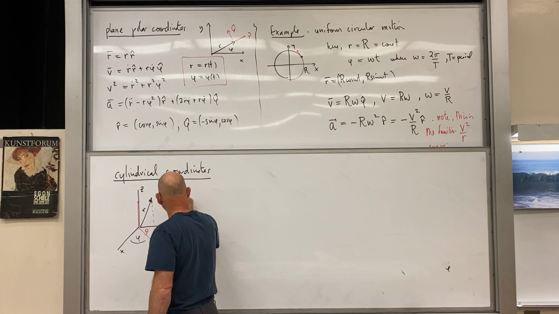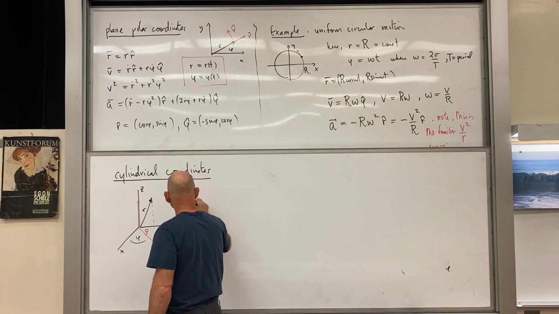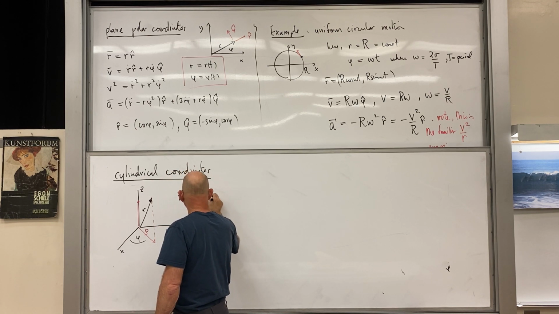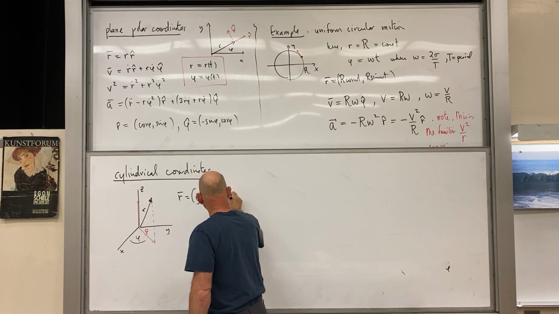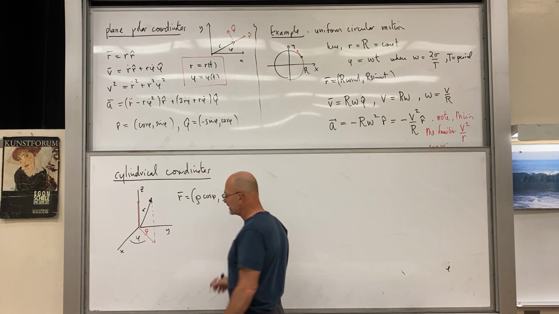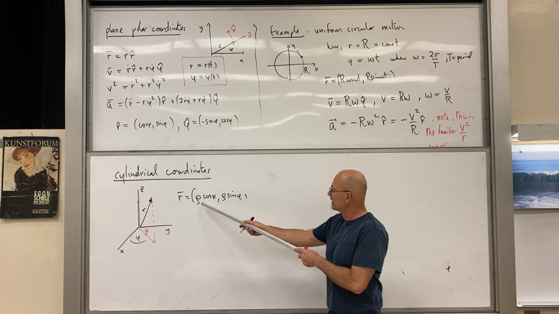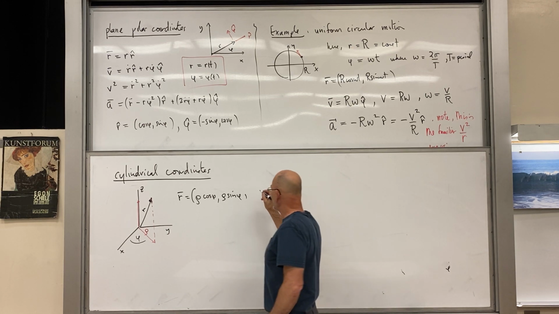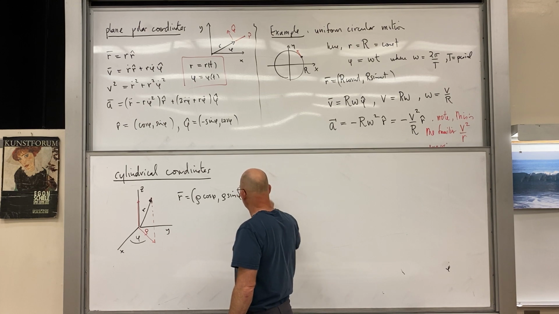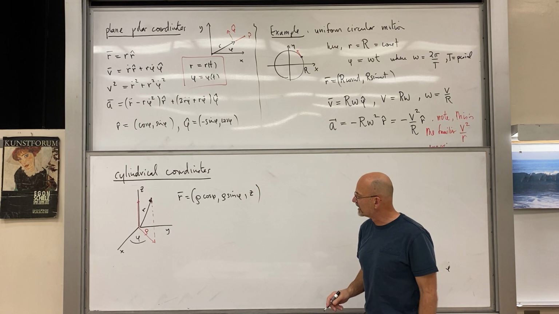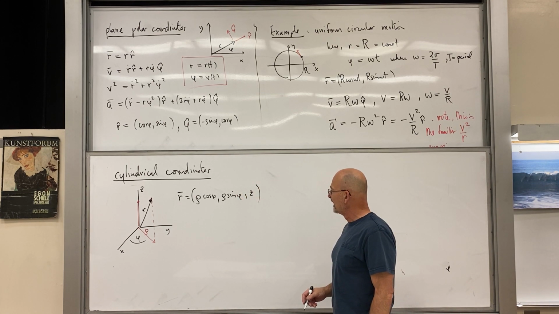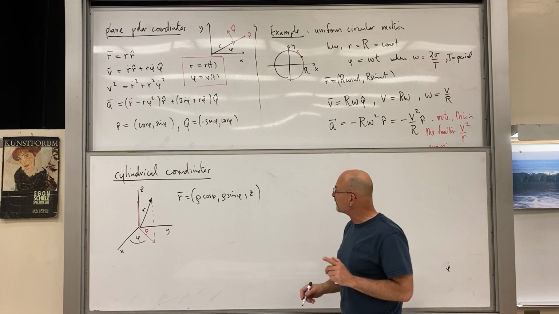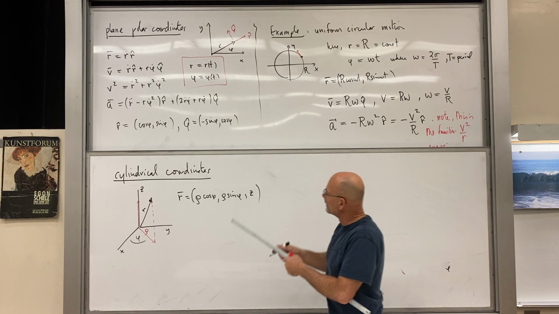go ahead and write it this way, R is equal to rho cos phi, rho sine phi. See, I've just chosen a new letter. This would be generally our plane polar coordinates. But then in the third dimension, we just have z, a third Cartesian coordinate. And now this is going to be very easy. We're just going to inherit what we have up here.